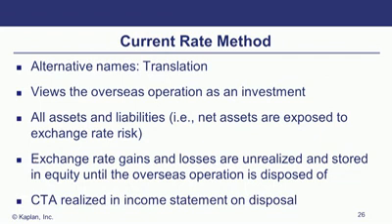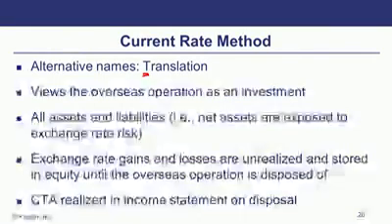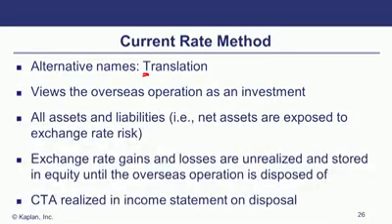Let's turn our attention now to the current rate method. Now, of course, we're going to use our current rate method when the local currency is the functional currency. So the local is the functional, so all we now need to do is go from local, the functional currency, into the parent's reporting currency, into the presentational currency. Now, again, of course, its alternative name, translation. Remember, we really want it to be T for temporal, T for translation, but we need to remember that that's not the case. Okay. Now, this views the overseas operation as an investment.